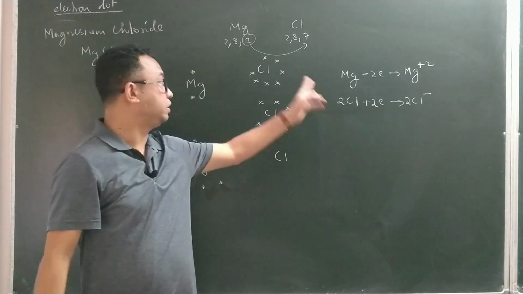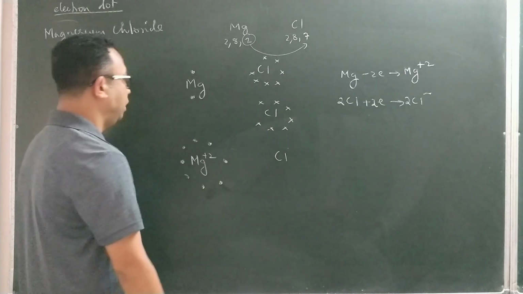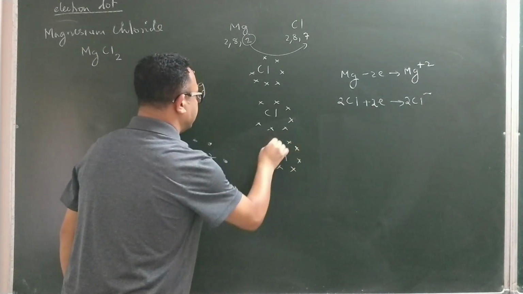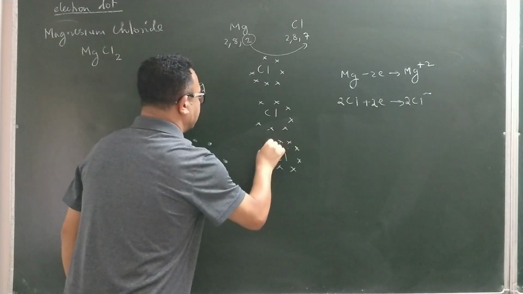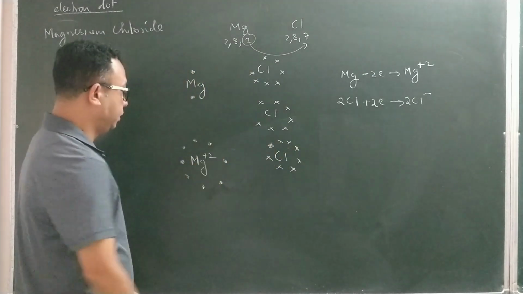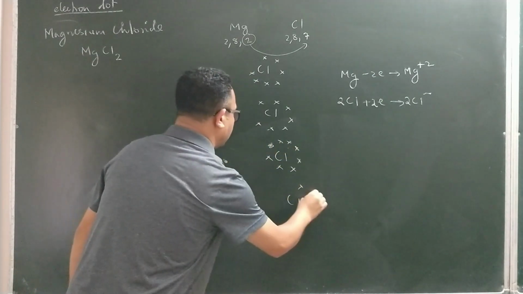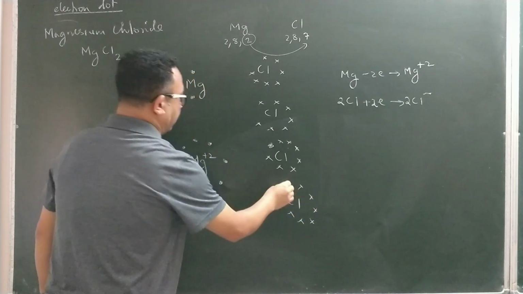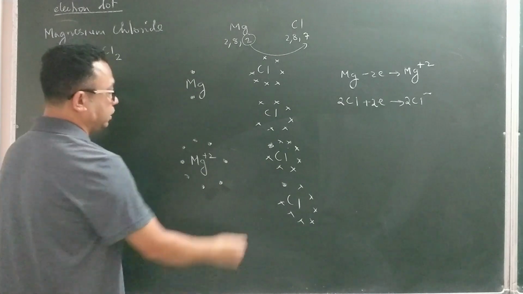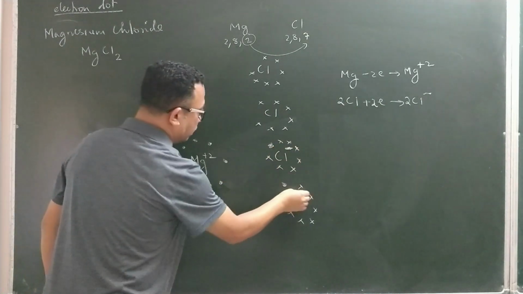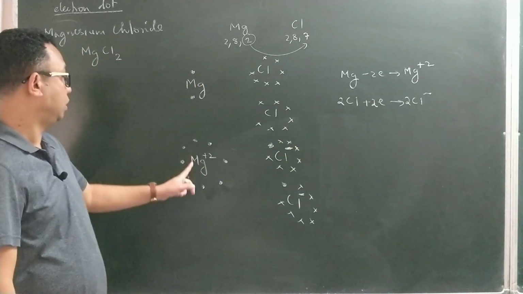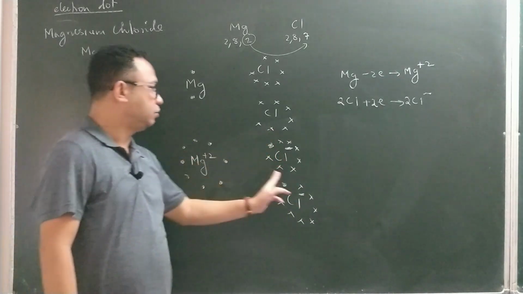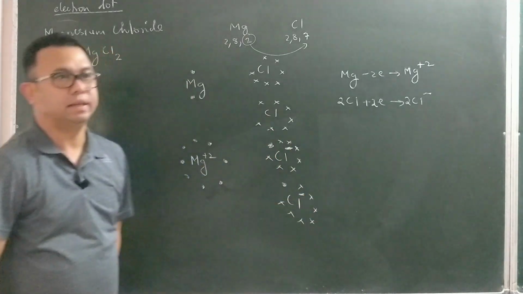So this is the representation of 2 chloride ions. If I write down here 1, 2, 3, 4, 5, 6, 7, and the 8th one electron from there. Then here, from here to 1, 2, 3, 4, 5, 6, 7, and the 8th one here. Now this is also a chloride ion, this one is also a chloride ion. So this one is magnesium ion, chloride ion, chloride ion. Now you can see this is 8, this one is also 8, this one is also 8.